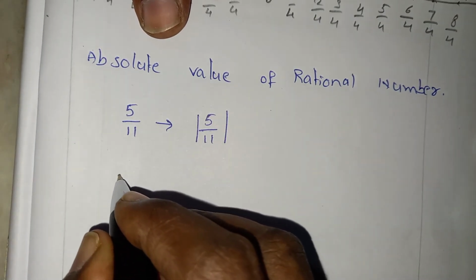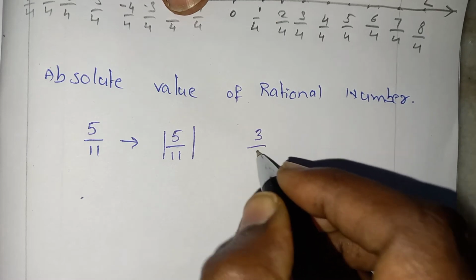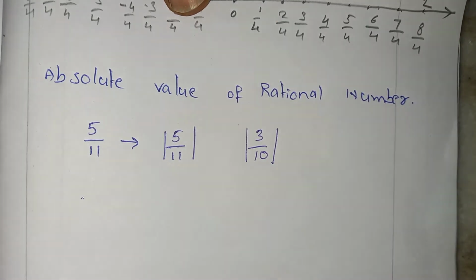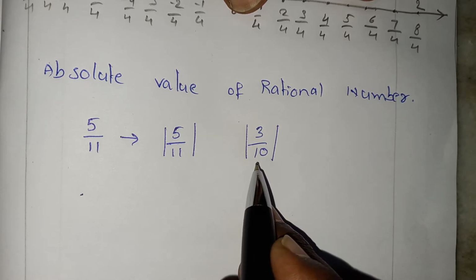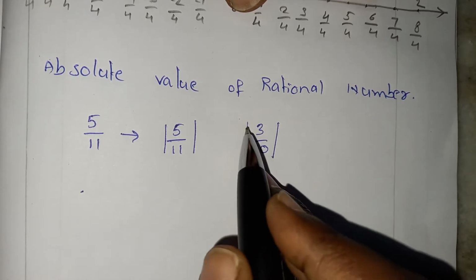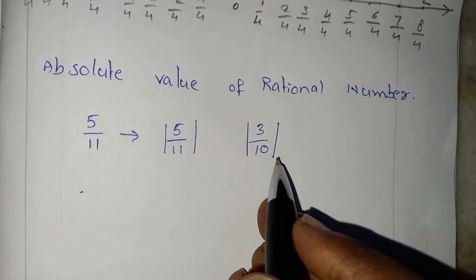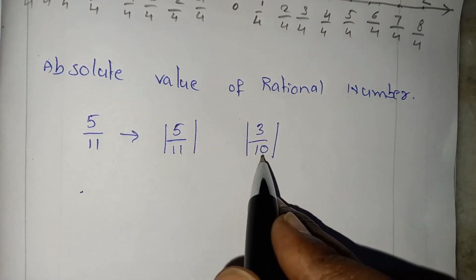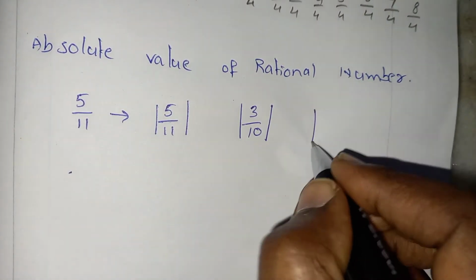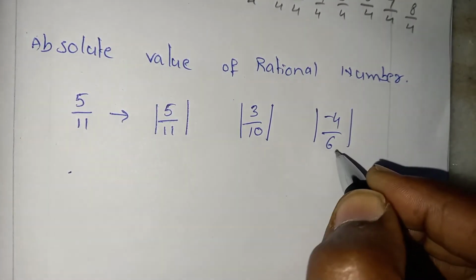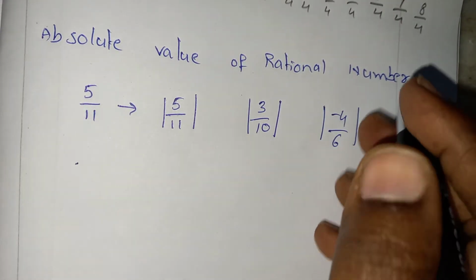If I write 3 by 10 within the two vertical lines, how do you have to read this? Absolute value of 3 by 10. The vertical lines mean you automatically have to read it as absolute value. You should not read it as 3 by 10. You have to read it as absolute value of 3 by 10. If I write minus 4 by 6, how do I read this? Absolute value of minus 4 by 6.